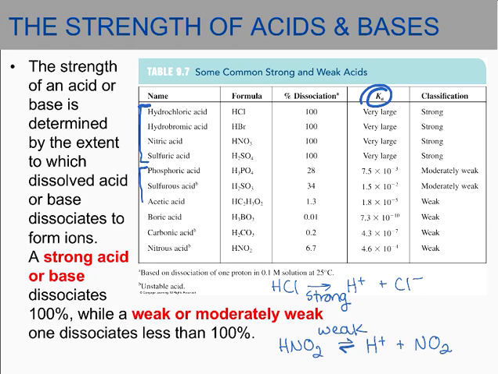Oh, my pen isn't working. Acetic acid, which we talked about earlier, which is in vinegar. Boric acid, carbonic acid, which is present in soda. And then nitrous acid. Those are all weak acids. So we've got strong up above and weak down below. So again, strong acids produce a bunch of hydrogen ions. Weak acids only produce a small amount of hydrogen ions.